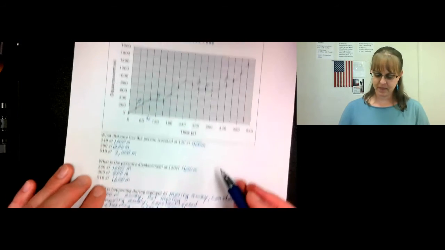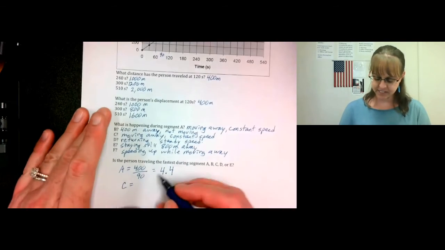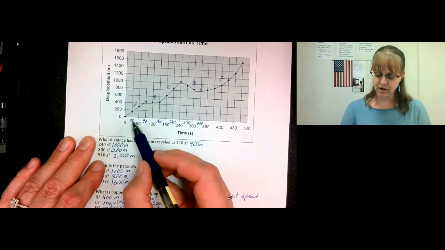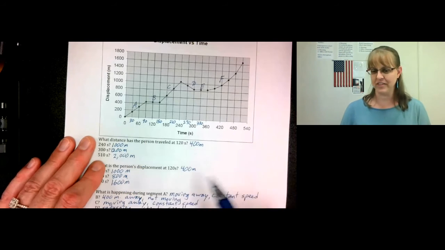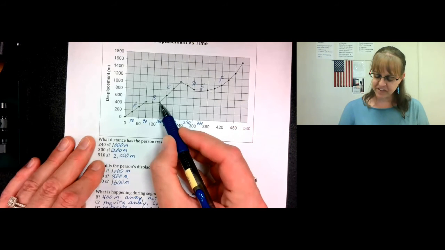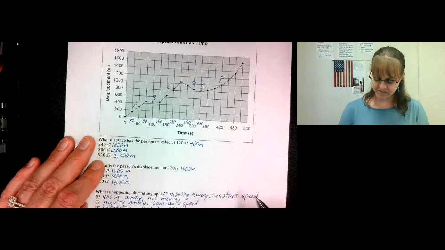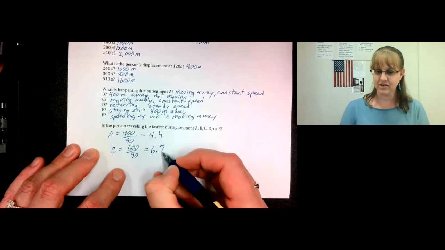Section C, we start at 400 and go up to 1,000. That's a rise of 600. Notice that the in-between lines are every 30. So 0, add 30 and you get 60, add 30 and you get 90, you get the idea. In segment C, we started at 150 and we ended at 240. 240 minus 150 gives you 90. 600 divided by 90 gives us a slope of 6.7.